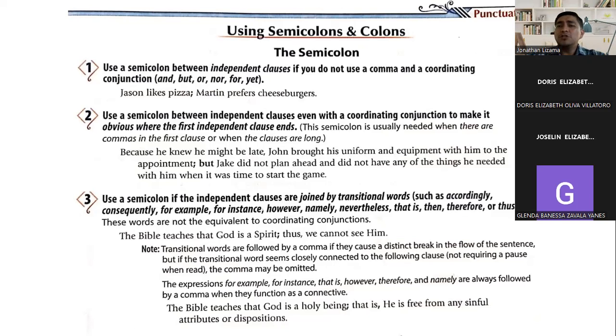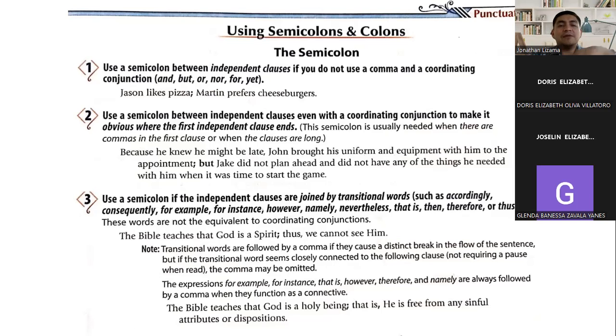Because when you have a sentence or two sentences providing information about a specific event, you say we have a dependent clause and an independent clause. But right now, here, we are separating independent clauses. If you don't use a comma or a coordinating conjunction, remember, coordinating conjunctions, you can say FANBOYS, but it's better to say coordinating conjunctions, you have to use the semicolon.